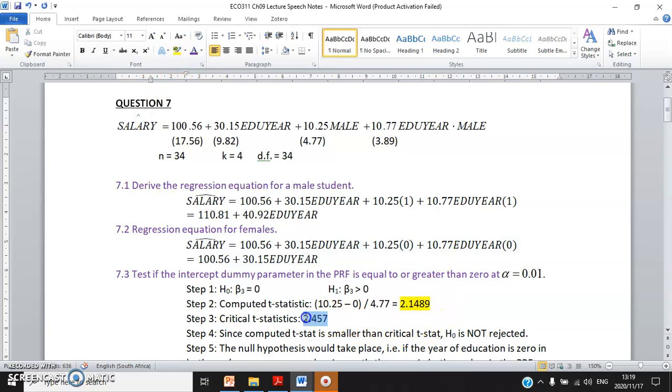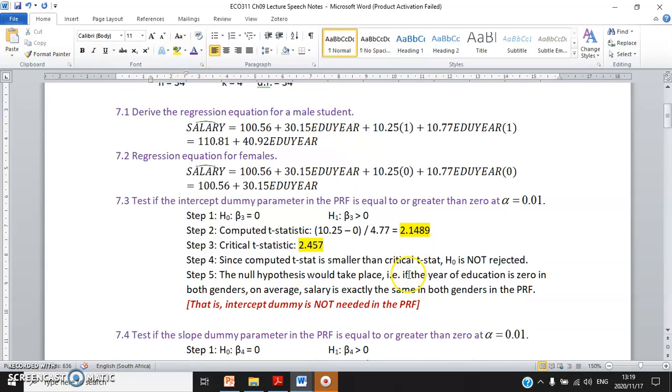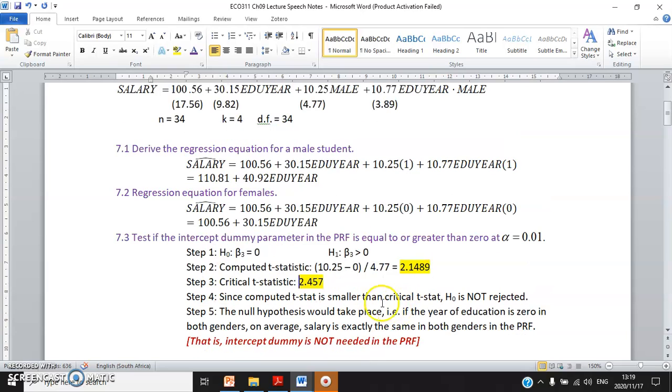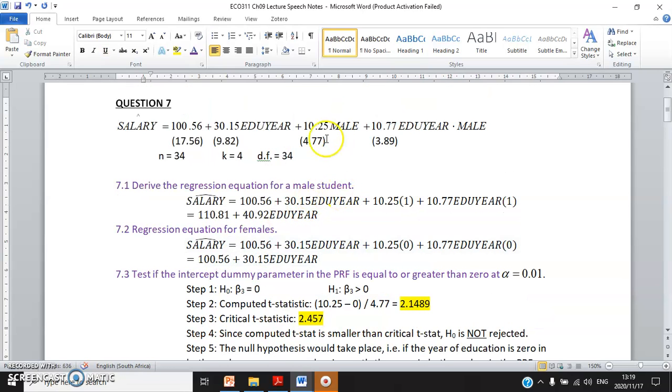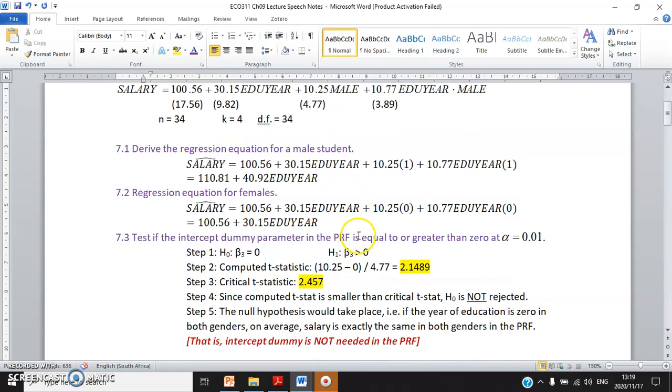And if you use the t-table, I'm not going to show you the t-table anymore. You have enough experience. Critical t-statistic, one-sided, there shouldn't be an S here. One-sided right-tail test, alpha 1%, degrees of freedom 34. Critical t-stat is 2.457. And since the computed t-stat is smaller than the critical t-stat, the null hypothesis is not rejected. So it actually means in the PRF, most likely the null hypothesis would happen, meaning B3 is 0. So if B3 is 0, then it actually means the male intercept would not feature.